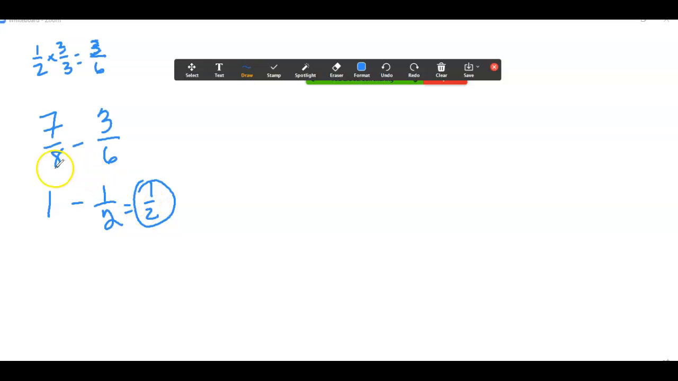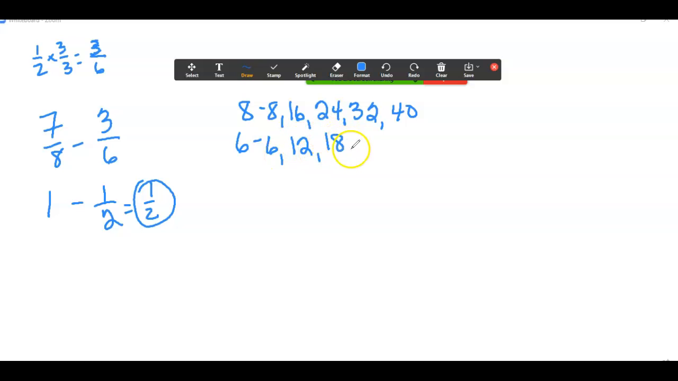Now I need to find my common denominator. Okay, so I have 8 and 6. 8, 16, 24, 32, 40. 6, 12, 18, 24. I'm going to stop right there because that's my LCD.